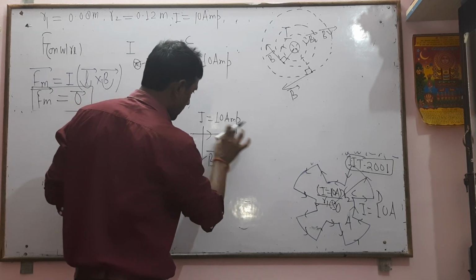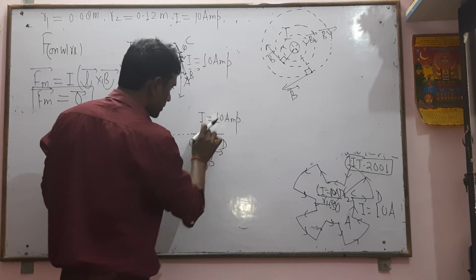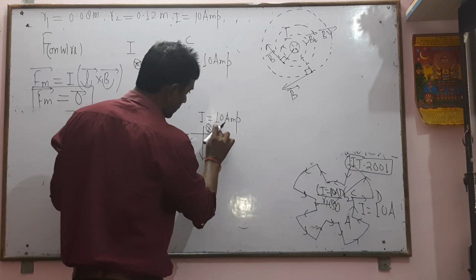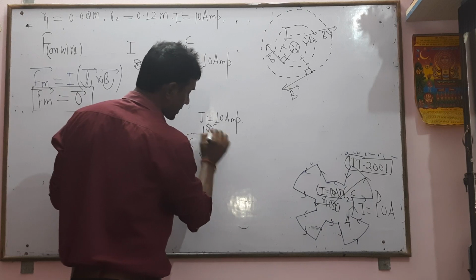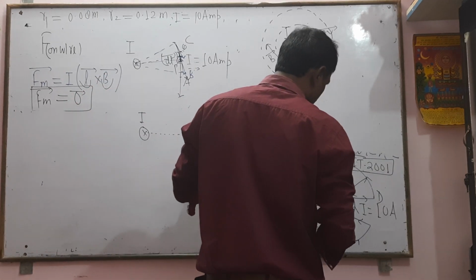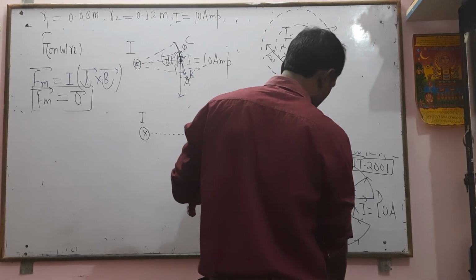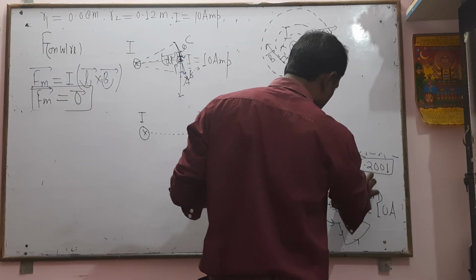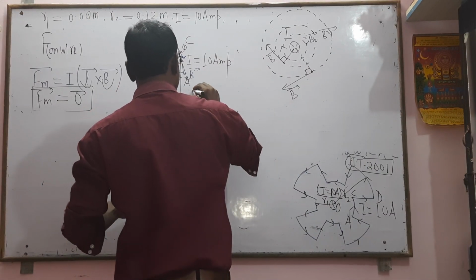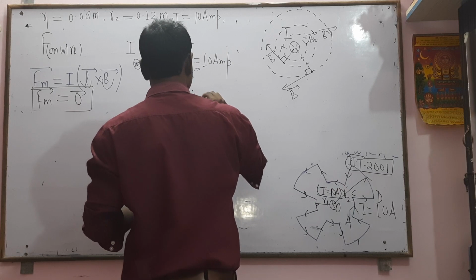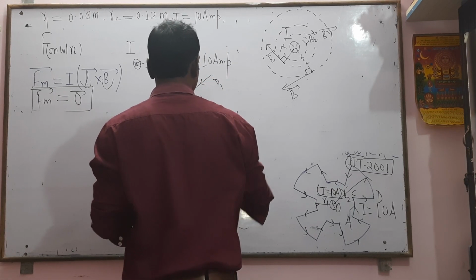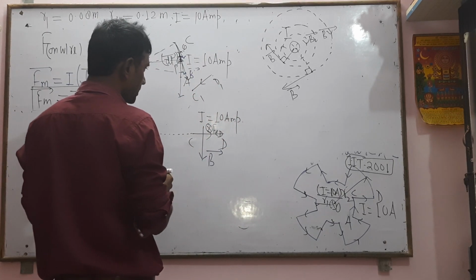If this is on the plane, this is downward, so the direction of the magnetic force will be downward. This is the direction of the magnetic force on CD. Now, the direction of the magnetic force in this situation: let us suppose this is C1 and D1, so the direction of the current is downward.